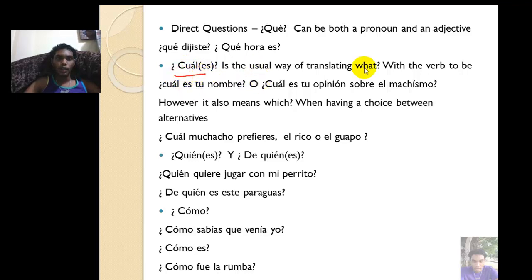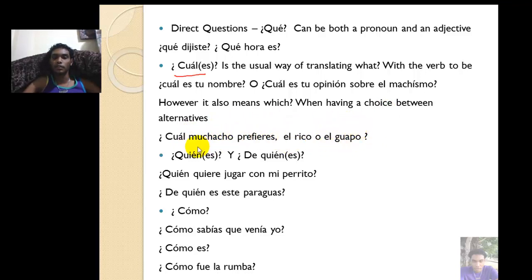Right? Por ejemplo, ¿cuál es tu nombre? O ¿cuál es tu opinión sobre el machismo? Right? What is your name and what is your opinion? However, it also means which when having a choice between alternatives. So if we're using cuál, as in ¿cuál muchacho prefieres, el rico o el guapo? Right? For you ladies, which boy do you prefer? The rich one or the handsome one? Okay, so this is the difference here.